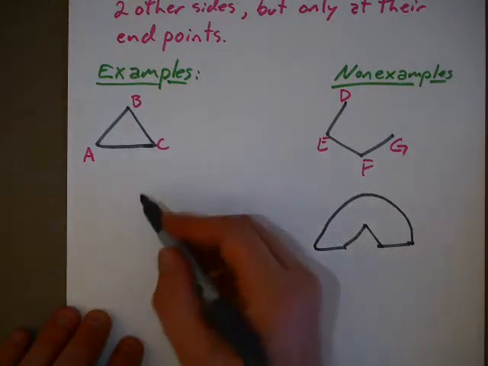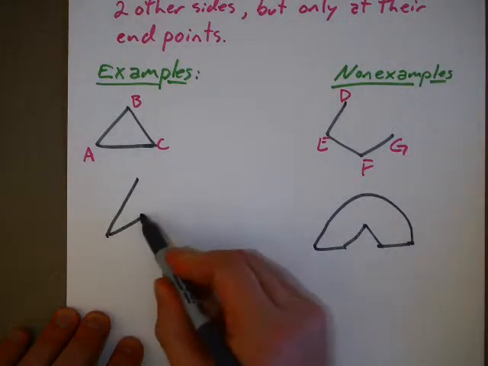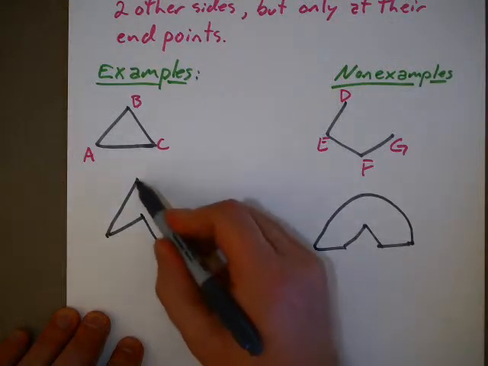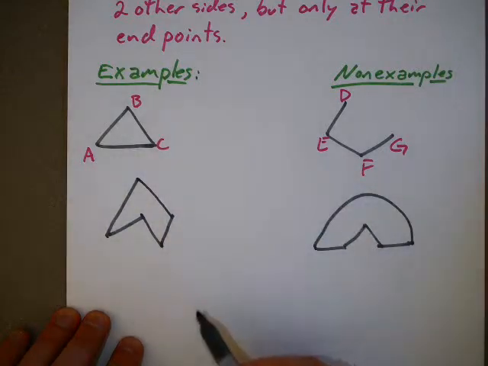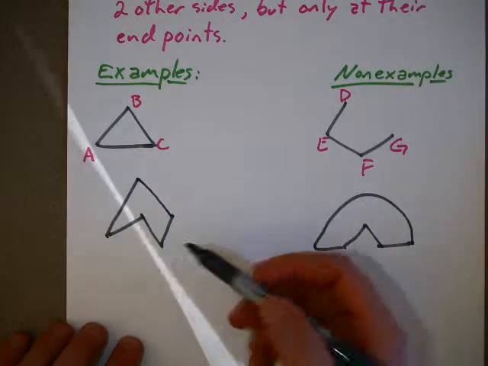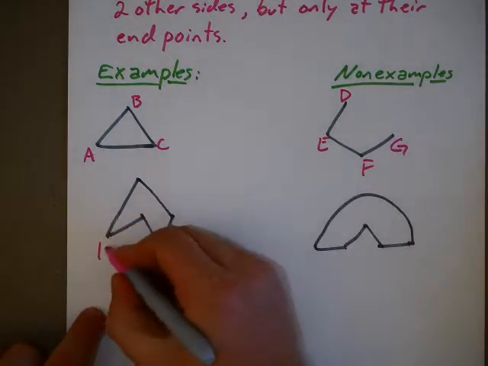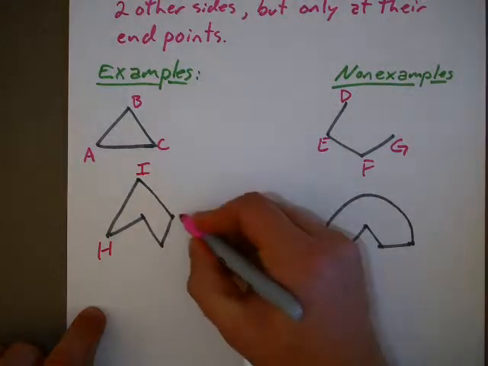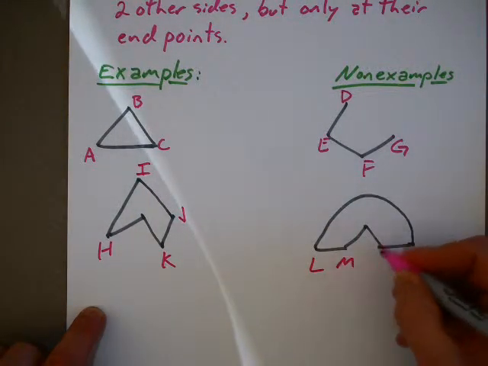One thing we should know is that shapes can be what we refer to, and we'll get more into it, as concave or convex. If it's concave, it sort of goes inside as opposed to outside. So let's call that HIJK. Call this one LMNOP.